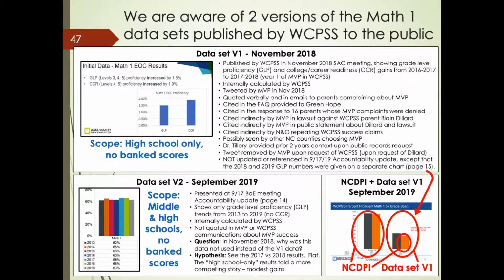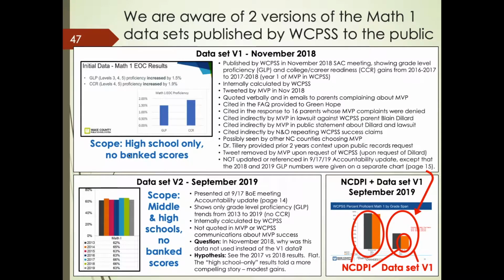Despite the many, many uses of the numbers on this chart, either directly or indirectly, since November 2018, this chart was not updated or referenced explicitly in the September 2019 accountability update, except that these 2018 and 19 GLP numbers were given on a separate chart on page 15. So those numbers right here on this chart were essentially the follow-ons to the set of numbers that made up this chart, which again, we're going to get to that. But you would have never known that and made that connection by just watching that presentation in September at the Board of Education meeting.